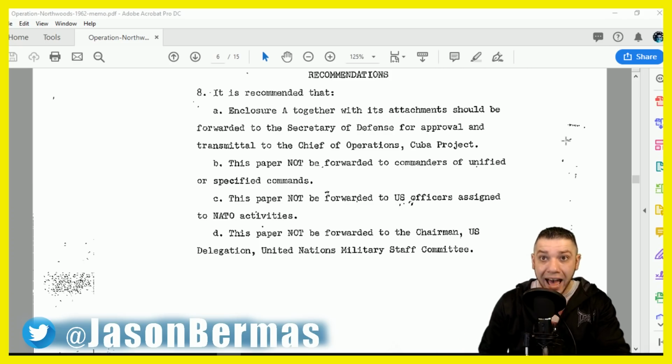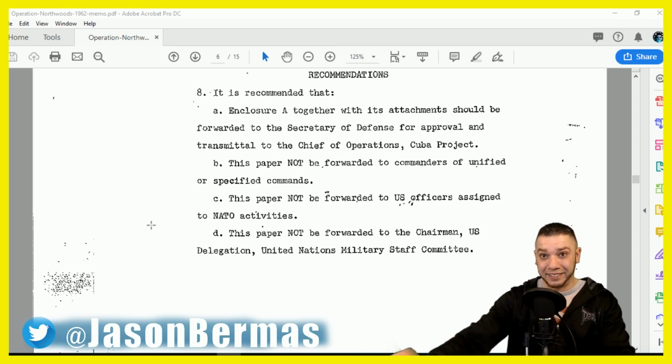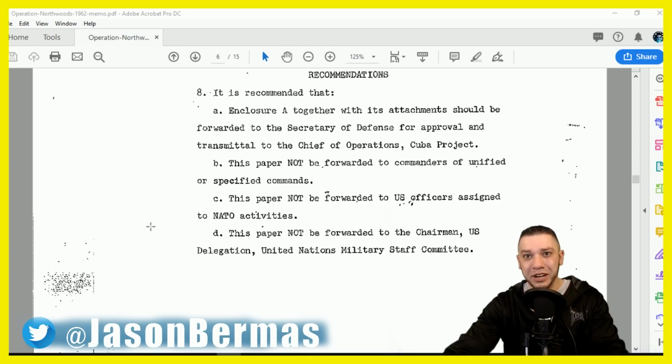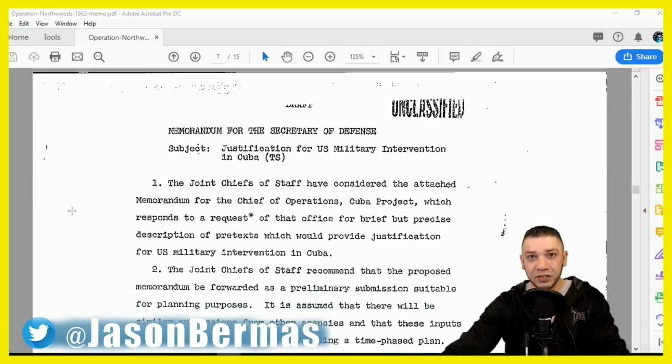This paper not be forwarded to U.S. officers assigned to NATO activities. Remember we just discussed how they want to sway the international community? This paper not be forwarded to the chairman, U.S. delegation, United States Military Staff Committee. You get the picture, guys? Do we get the picture?